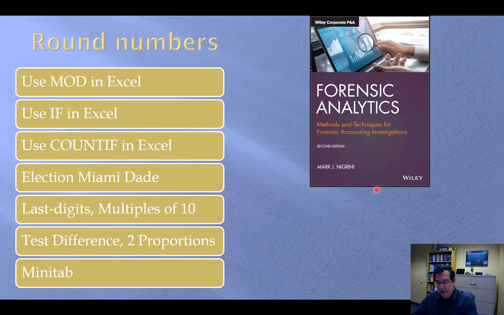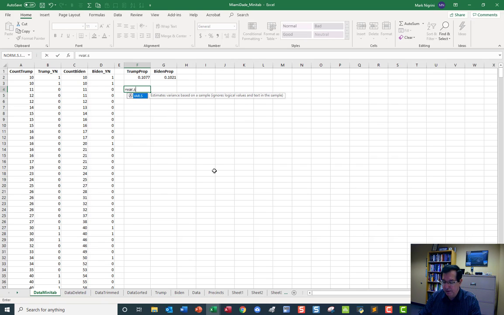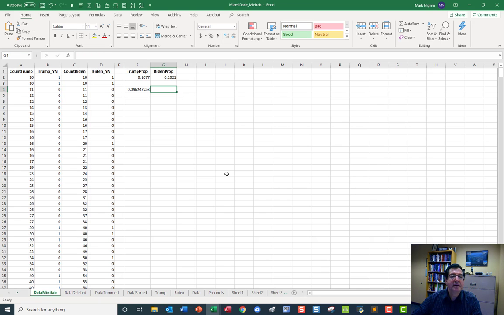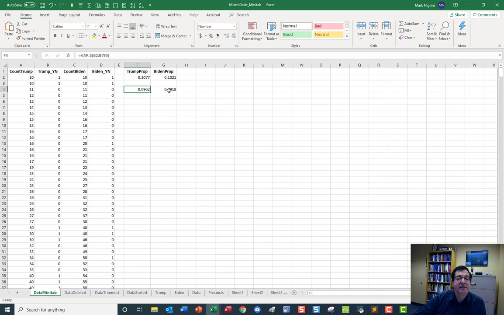I have links here. We can actually do this in Excel if we like. There we go. I have the Trump proportion, the Biden proportion. So I need to calculate the variance. So I will go equals VAR.S, variance of the sample, first for Mr. Trump, and his numbers are in B2 to B790. And we'll do the Biden, which is equals VAR.S, and he is in D2 to D794. And we can format these cells. I have the Trump variance, the Biden variance. Now I can actually go and do the calculation.